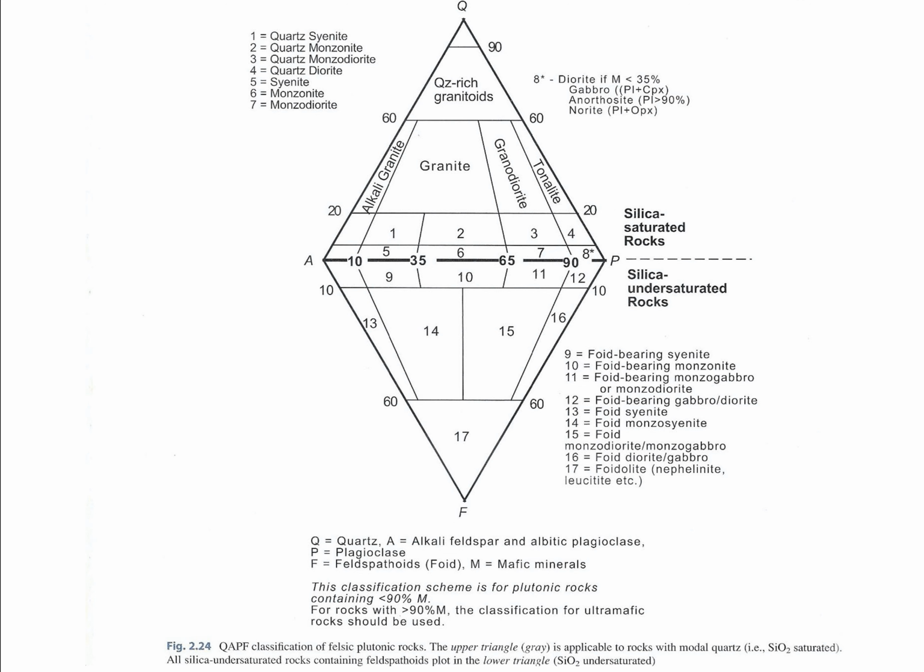With more than 35 or up to 35% of mafic minerals inside, we have the gabbro, that is the field of the gabbros here, which contains plagioclase and clinopyroxene. Then we also have the anorthosite, at number 8, which contains more than 90% of plagioclase, and the norite, which contains plagioclase and orthopyroxene. These are the silica undersaturated rocks.